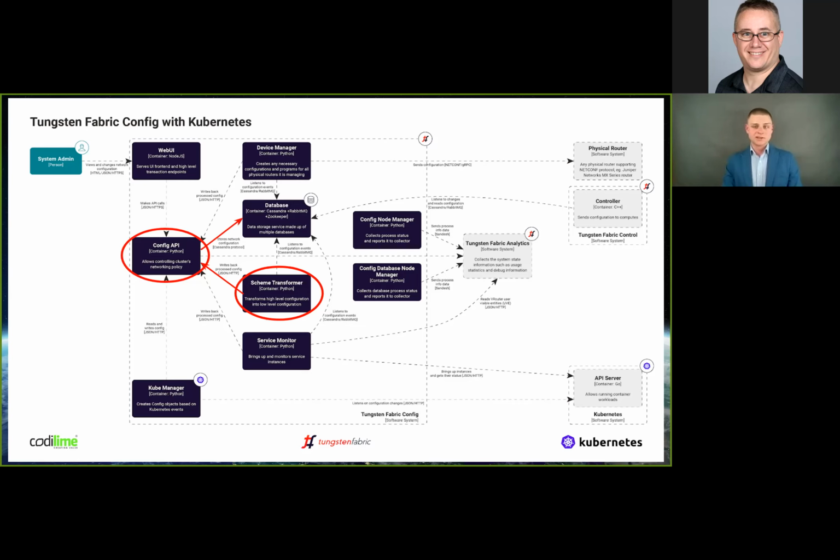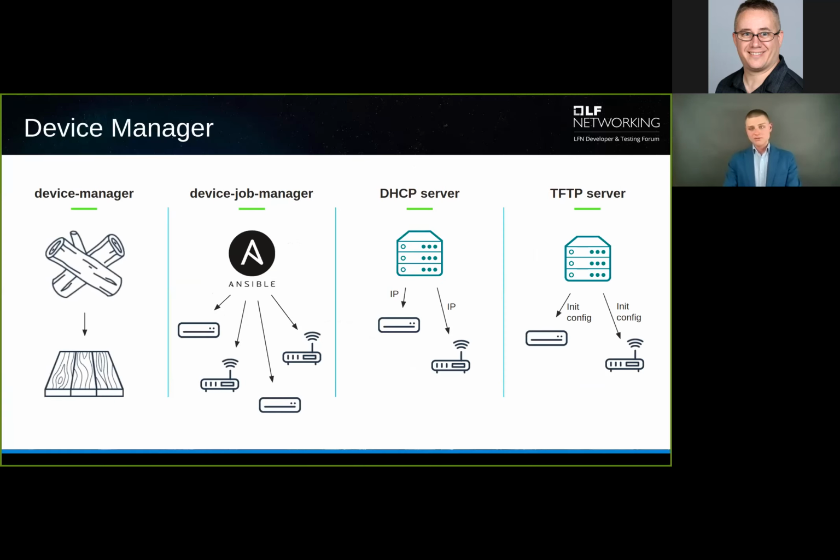But we also have other elements here as well, as you can see. So for example, we have a device manager, and the device manager is an element of Tungsten Fabric config connected with physical devices. So when we have physical routers or physical switches, we use the device manager. Generally, it takes the request from the database and config API and computes it into some rules applied to the physical devices. So the device manager has 4 functionalities.